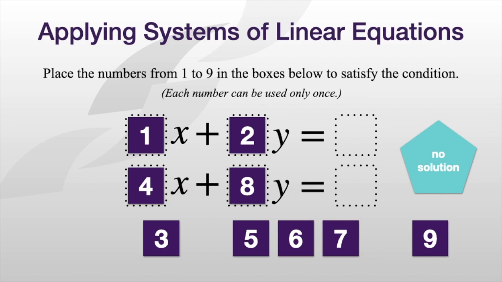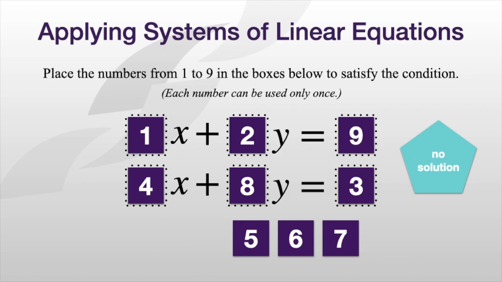Notice that, up to this point, equation 2 is a scaled copy of equation 1. We should avoid applying this scale factor when placing numbers in the remaining two boxes. If we did, we'd get coincident, not parallel lines. As it is, this is not possible with the numbers that remain anyway. I'll go ahead and place 9 and 3.